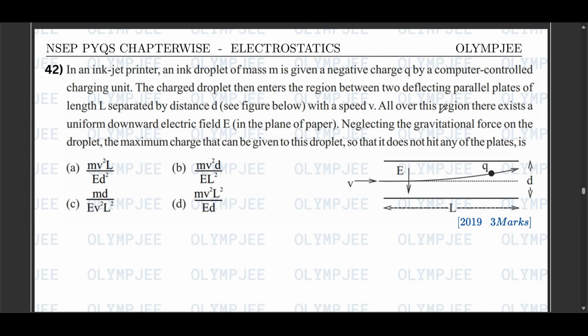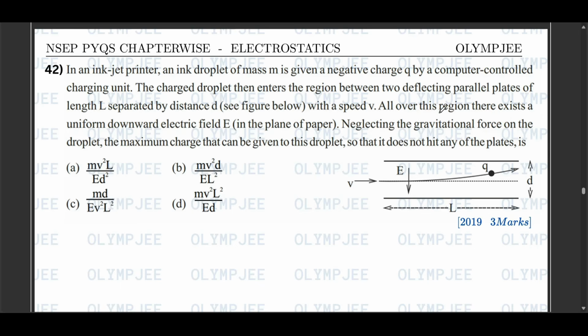Question 42 says that in an inkjet printer, an ink droplet of mass m is given a negative charge q by a computer controlled charging unit. The charged droplet then enters the region between two deflecting parallel plates of length L separated by a distance d with a speed v. All over this region, there exists a uniform downward field E. Neglecting the gravitational force, the maximum charge that can be given to this droplet so that it does not hit any of the plates is.